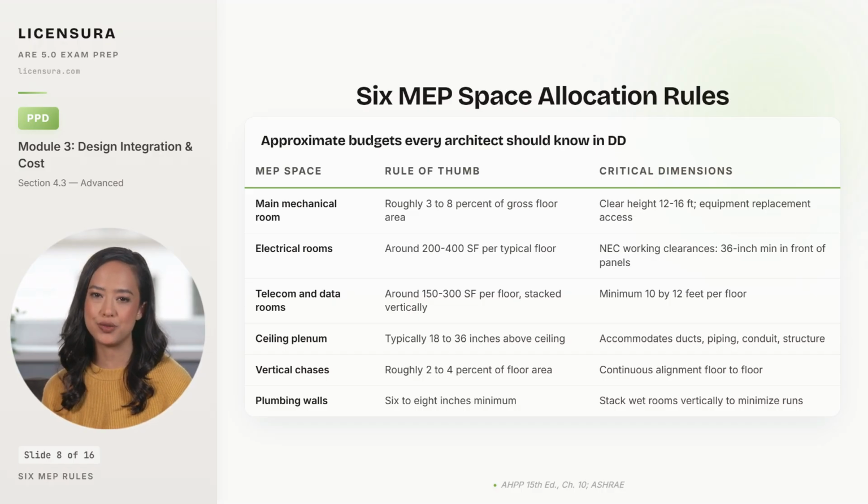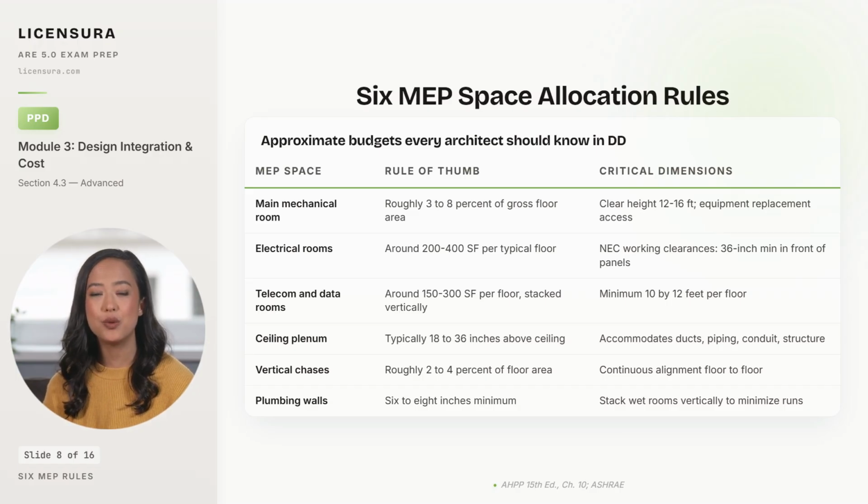Main mechanical rooms typically consume around 3 to 8% of gross floor area, depending on system type, and they need 12 to 16 feet of clear height plus access for major equipment replacement when the chiller or air handler reaches end of life. Electrical rooms are usually around 200 to 400 square feet per typical floor, and the NEC requires a minimum 36-inch working clearance in front of every panel, which the architect must protect on the plan.